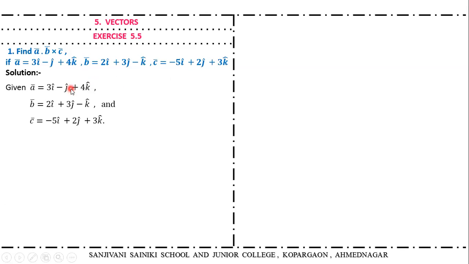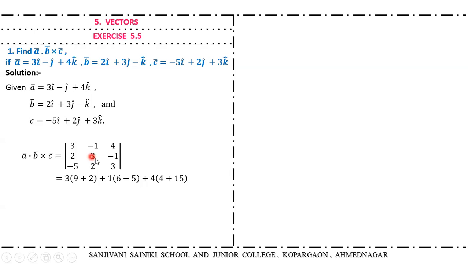Solution. Let us write what is given. a̅ is given, b̅ is given, and c̅ is given. So write the given things first of all. Then a̅ · (b̅ × c̅) is nothing but the scalar triple product of a̅, b̅, and c̅. So we can use the direct definition of the scalar triple product. The first row has the components of the vector a̅, the second row has the components of the vector b̅, and the third row has the components of the vector c̅. Now we have to find the determinant.